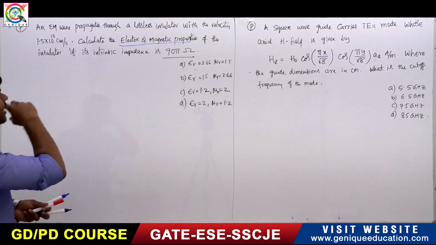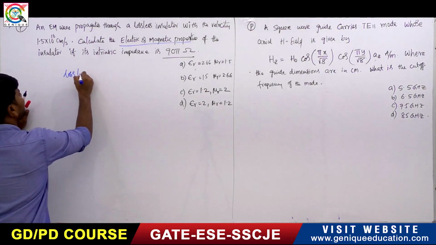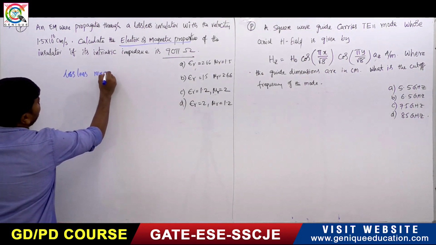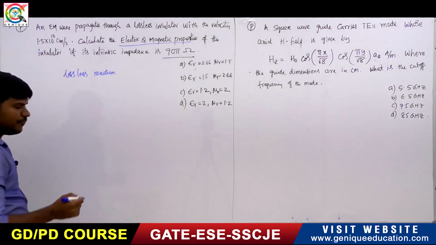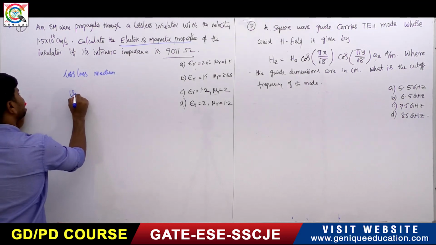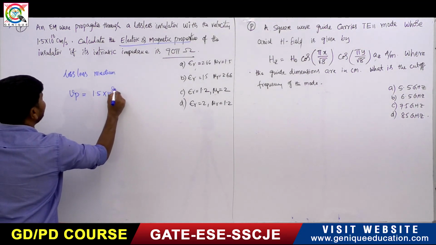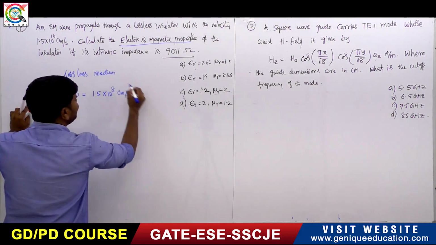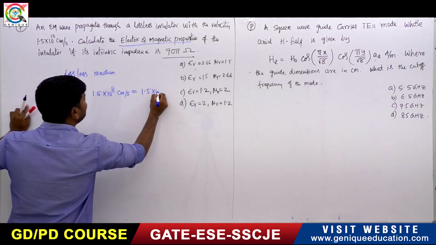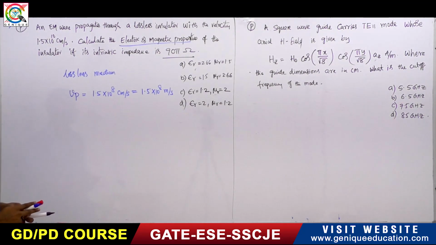Okay. So write the data. So it is a lossless medium. It is very, very important. It is a lossless medium, right? What is the phase velocity? The phase velocity is given. It is equal to how much? It is 1.5 into 10 power 8 centimeters per second. Okay. So write this one as 1.5 into 10 power 8 meters per second. You can write like this, right?